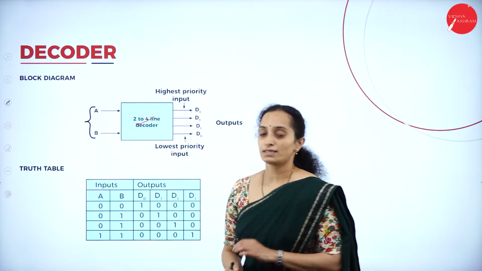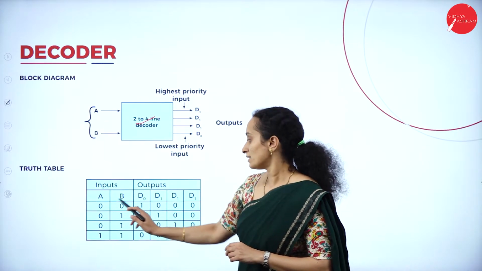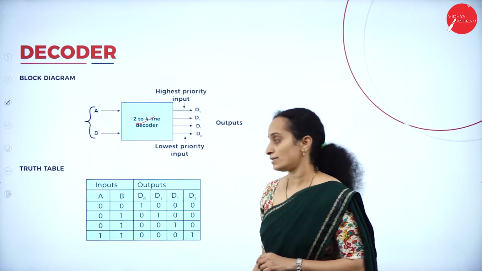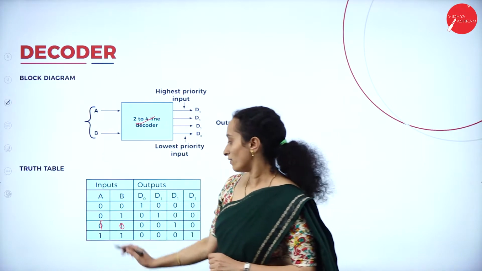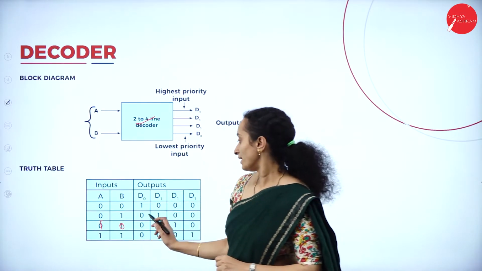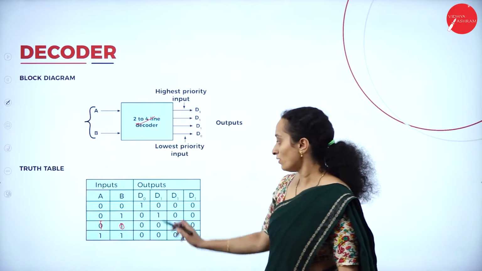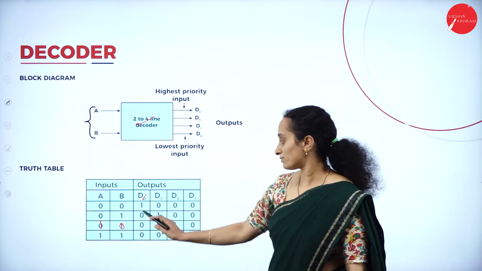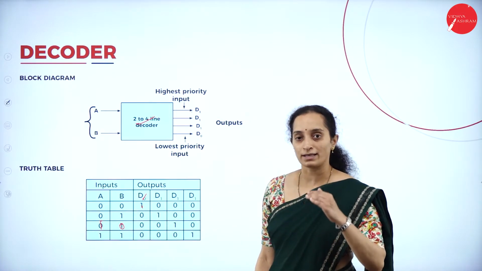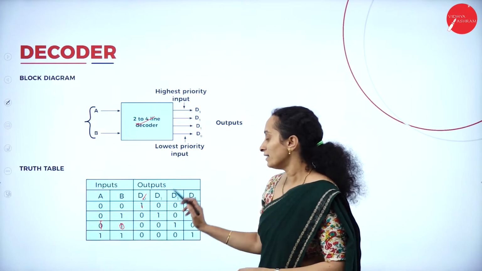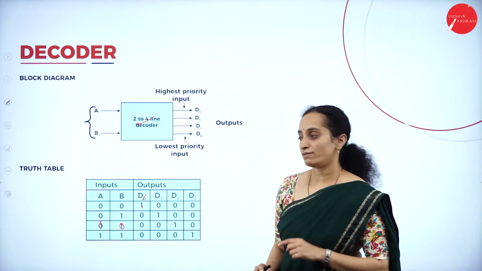The truth table that can be taken for the decoder is, since it has 2 inputs, we will get 4 combinations: 00, 01, 10, and 11. In this, what are the outputs we have? For D0, if both the inputs are 0, the first output will be enabled. This will become 1. When you have the combination 0, 1, that is one input low and another input high, the output D1 is enabled. Others will be disabled, output D1 will be enabled.